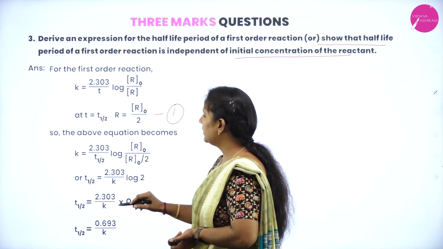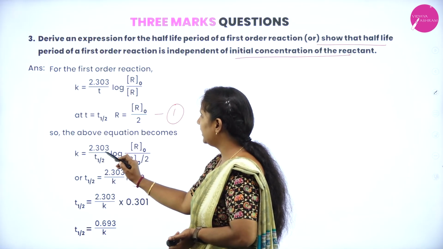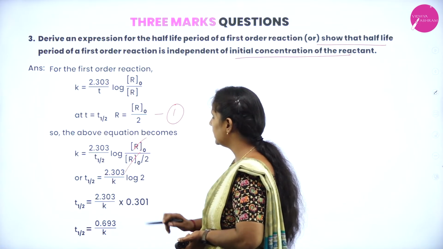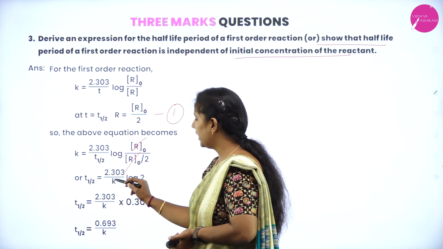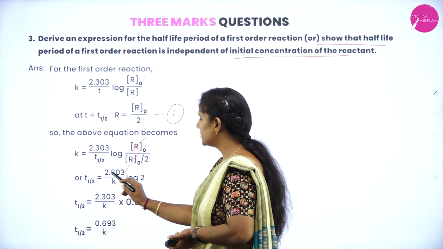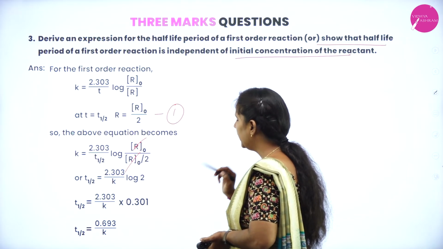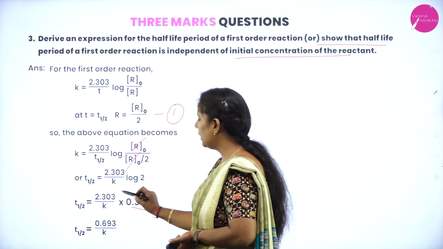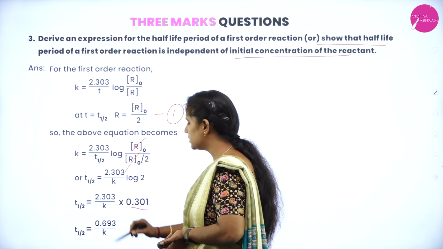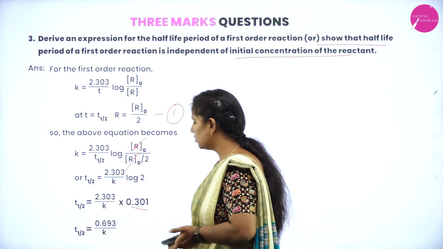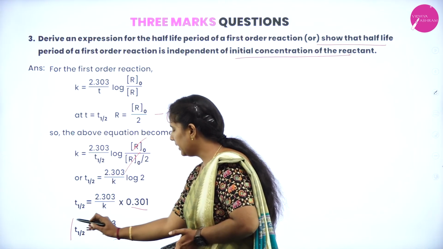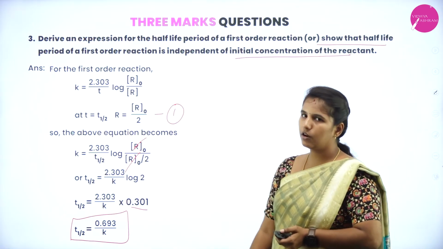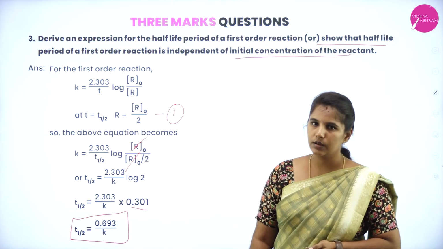We can rewrite it as K equal to 2.303 divided by t half into log of R0 divided by R0 by 2. Now R0 will get cancelled, leaving log 2. Taking t half out, t half is equal to 2.303 divided by K into log 2. Log 2 value is 0.301, and multiplying it with 2.303 gives 0.693, so t half is equal to 0.693 by K. Again, this is very important from the examination point of view, because this final equation can be used to solve many problems.